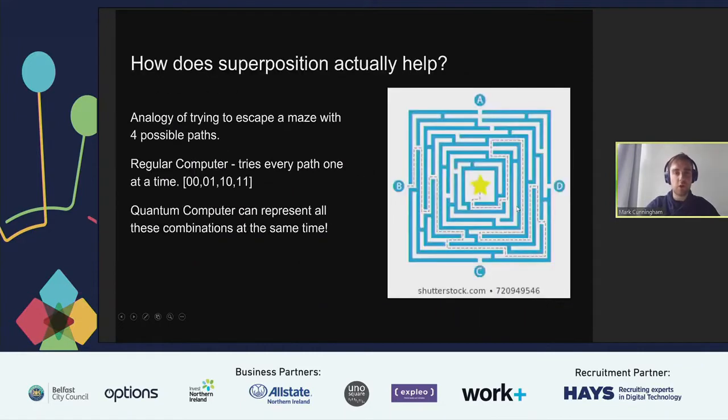So how does this actually help? Why is superposition actually useful? A good analogy is this idea of trying to escape a maze with four possible paths. If I am a classical computer, I'm going to walk to the end of a path. If it's a dead end, I'm going to walk back and keep trying every single path until I get to the end. This obviously takes 4 steps, and if that's a lot of paths, that takes a lot of time on a classical computer. But a quantum computer can represent all of these combinations at the same time. So it can automatically detect what is the best route to take much faster.